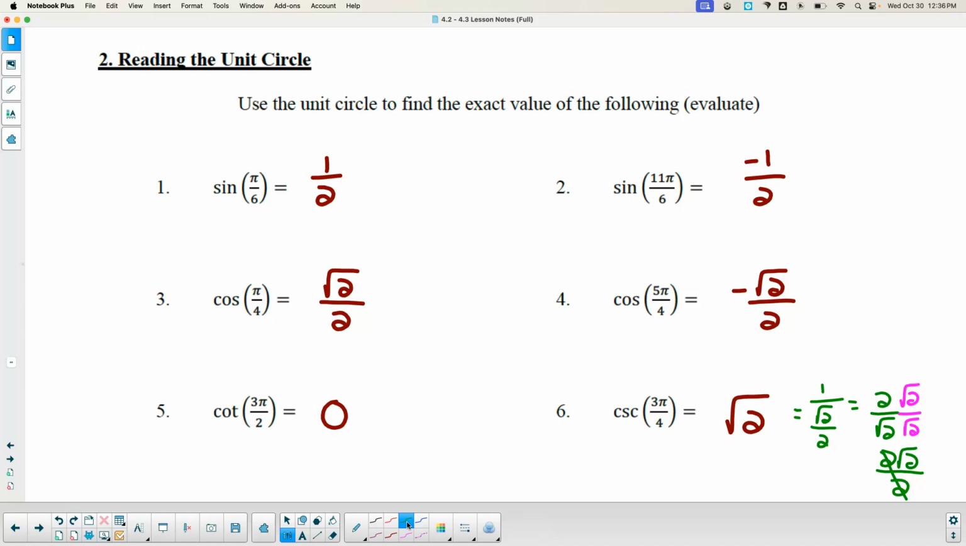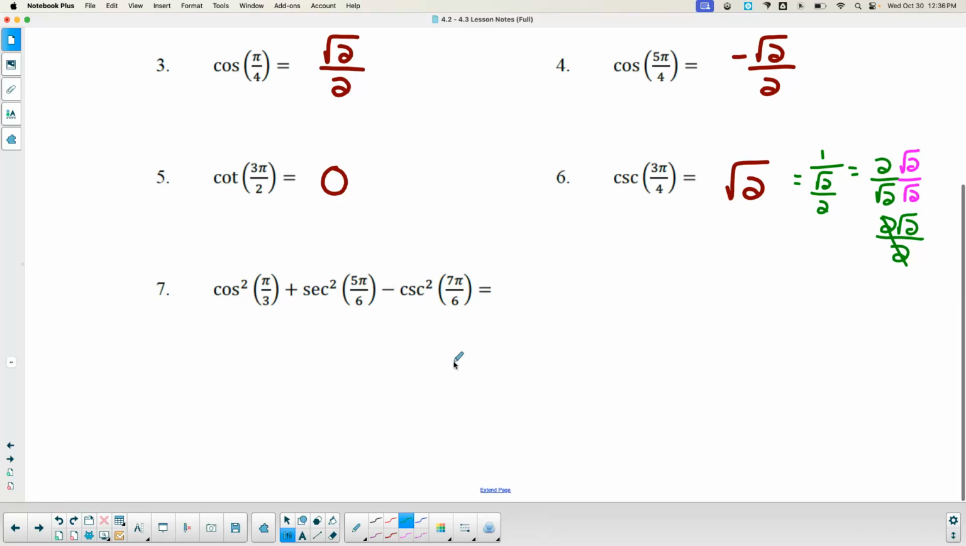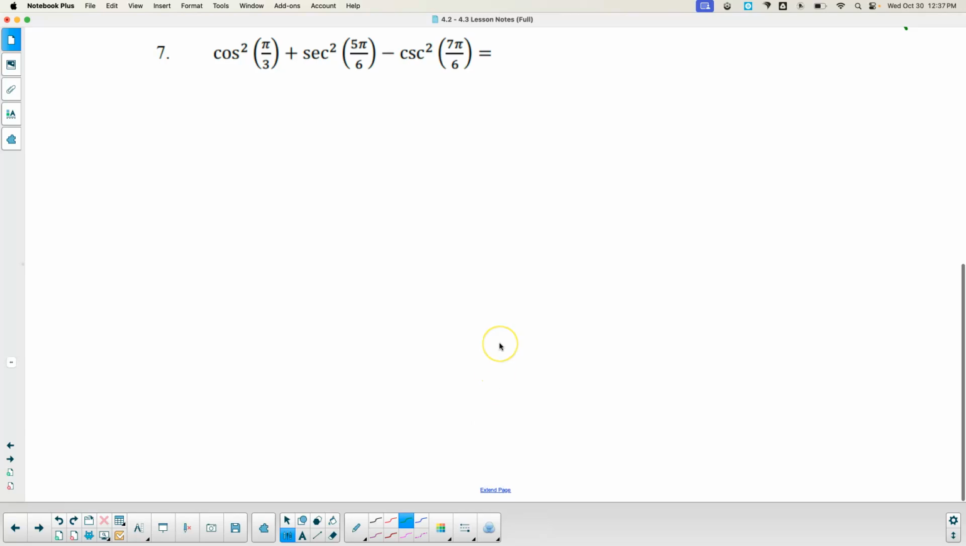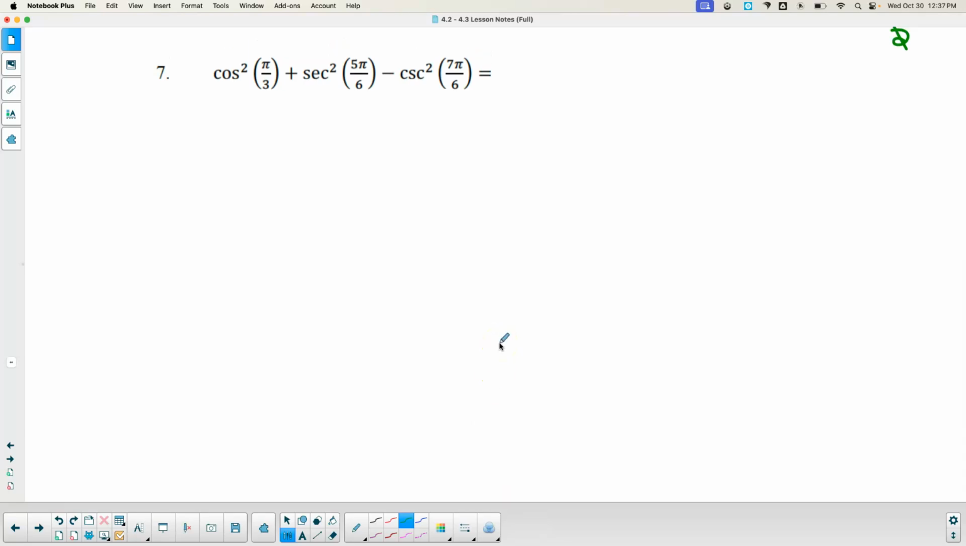Okay. One more, number 7 here, because I figured you wouldn't want to tackle this one on your own. So let's tackle number 7 together. Cosine squared of pi over 3. Well, that's the cosine of pi over 3, then squared. What's the cosine of pi over 3? 1/2? Yeah. What is 1/2 squared? That's 1/4.